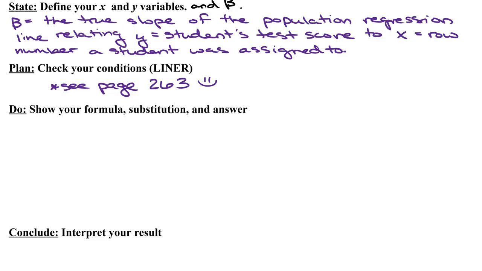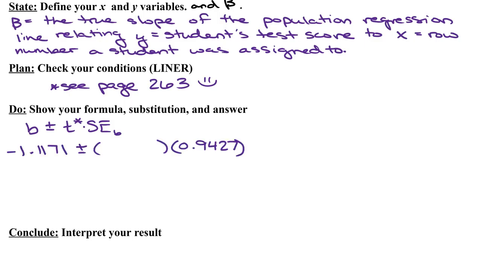Next, our do step. We want to show our formula, substitution, and answer to come up with our confidence interval for beta. Our formula we were given above, this is our b, the statistic, plus or minus the margin of error. Our margin of error is our t star times SEB. The b and the SEB, our standard error b, are both provided to us in the computer output above.